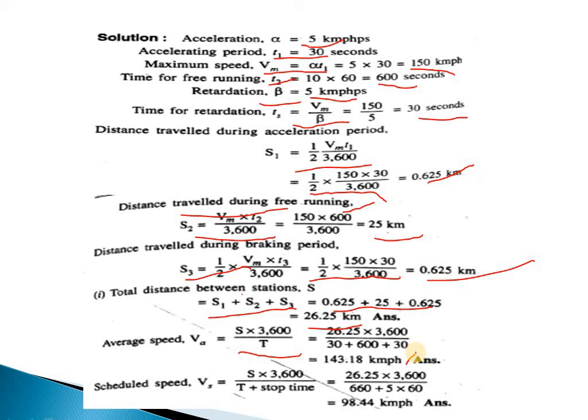Next is the schedule speed, that is S into 3600 divided by the total time plus stop time, which equals 26.25 into 3600 divided by the total time, that is 30 plus 600 plus 30, that is 660, plus the stop time, which is given in the problem as 5 minutes, so 5 into 60. From this calculation we can get the schedule speed.